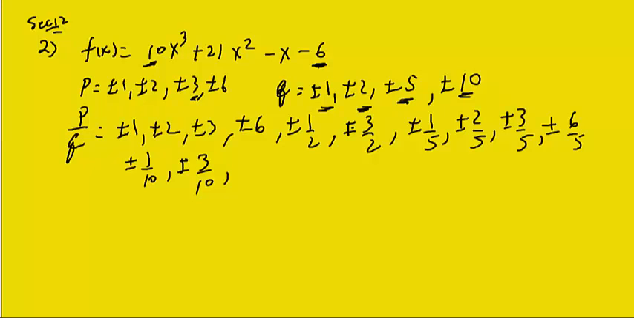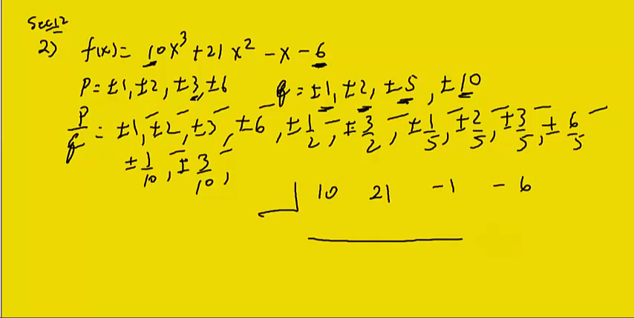1/5, 2/5. Okay. We have options 1, 2, 3, 4, 5, 6, 7, 8, 9, 10, 11, 12 times 2, 24 choices. 10, 21, -1, -6, and I got to get a 0.